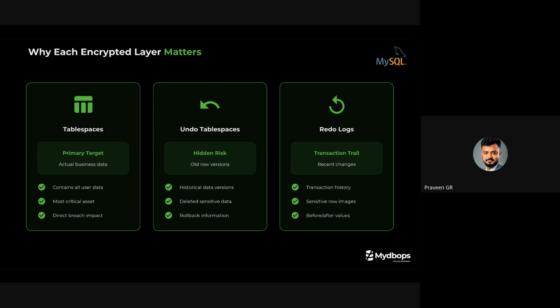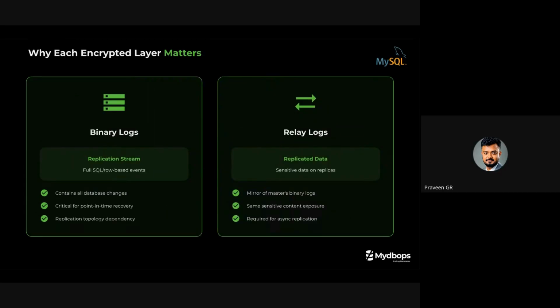Then even in the undo log also the data will be present, and in the redo log also both committed and uncommitted transactions will be available, which will be holding the actual data which is going to be applied on the disk. And the bin log and the relay log are going to have the fully committed records to apply on the replica server or the secondary server.